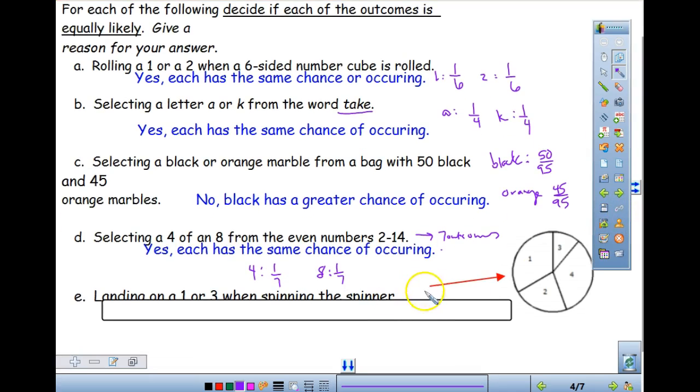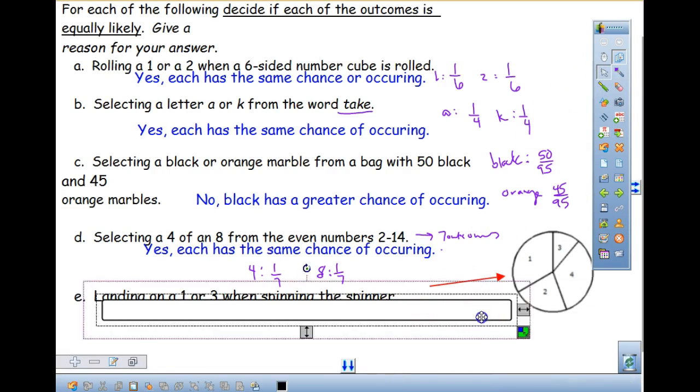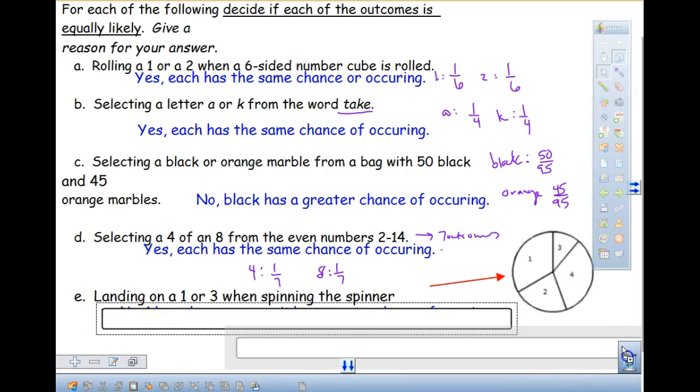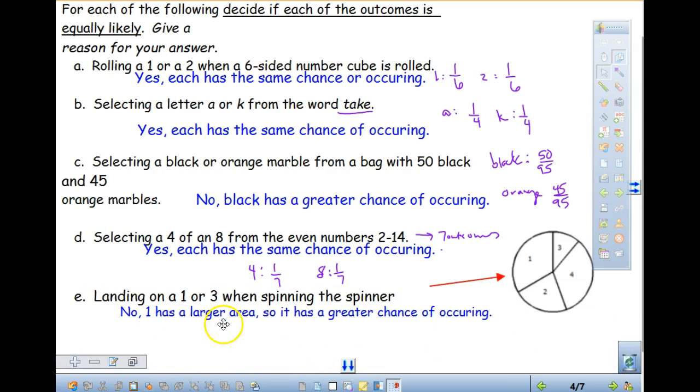If we look at the spinner, it says, what do we think? Do we think it's equally likely of landing on a 1 or a 3? Okay? As you look at the areas of those, that's kind of what helps us decide if it's equally likely. The 1 area is much larger, so it has a greater chance of occurring. If you've ever watched Wheel of Fortune, when they have all of those sections divided up, this is kind of that equally likely chance. Again, if you need to pause the video to write any of this down, make sure you do so.